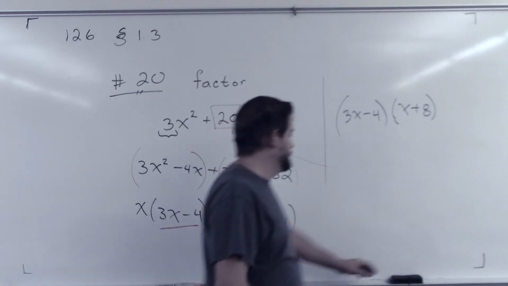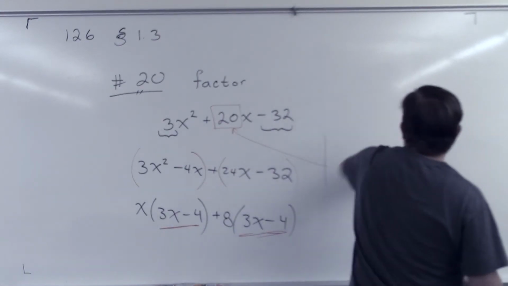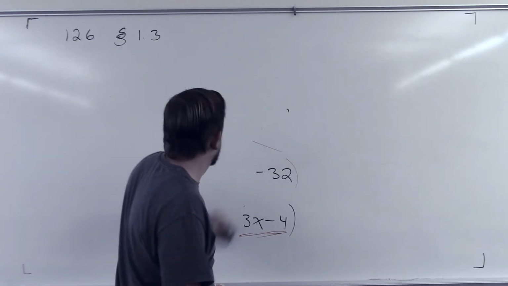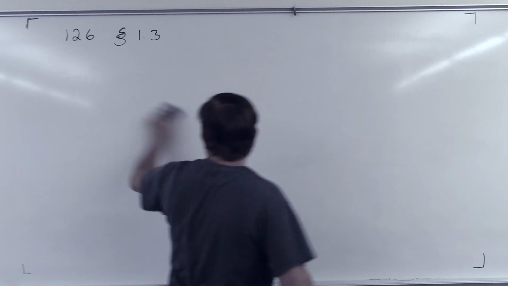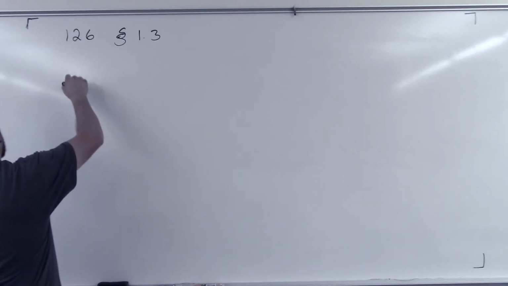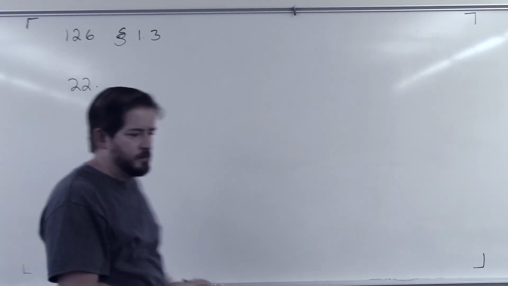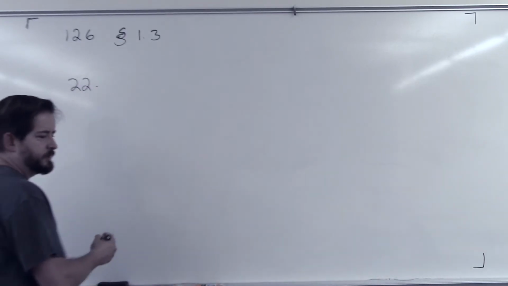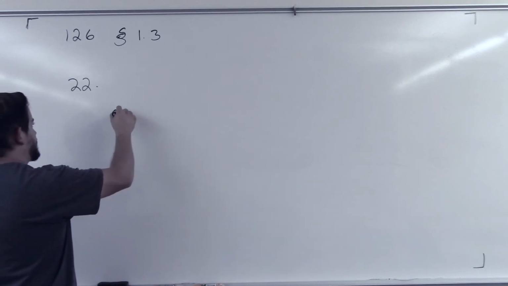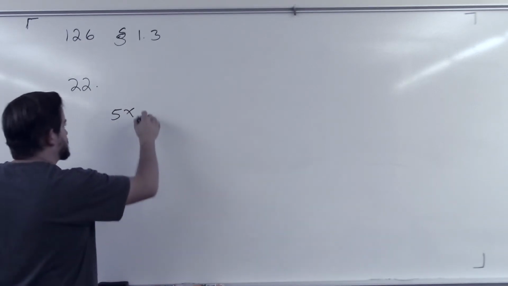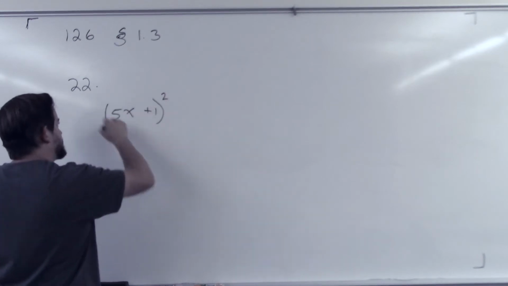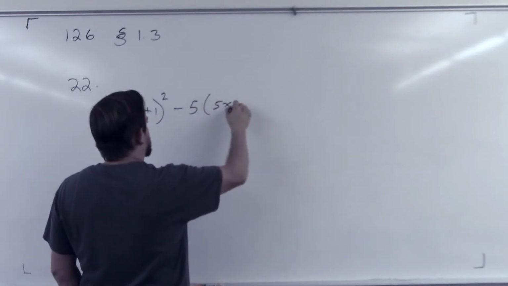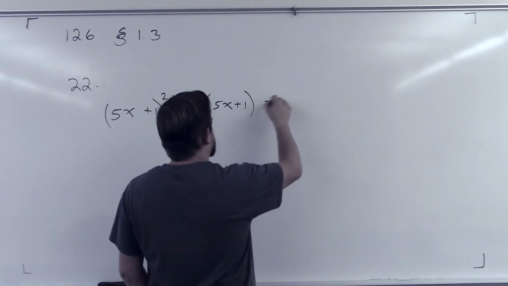Let's take a look at 22. Twenty-two says factor. Oh, 22 is very similar to this as well. So it says factor: I have 5x plus 1 squared, minus 5 times 5x plus 1, and then minus 14, right? But it's different enough that it's worth knowing.